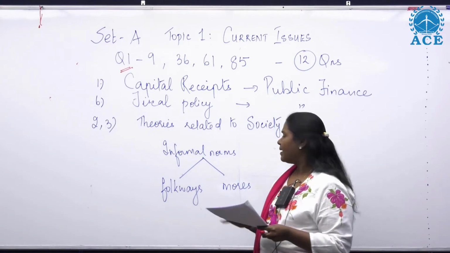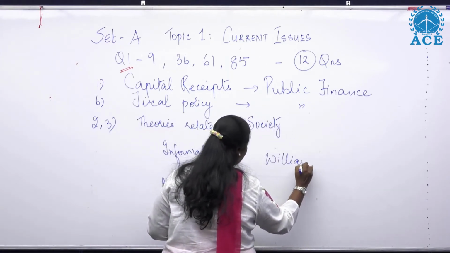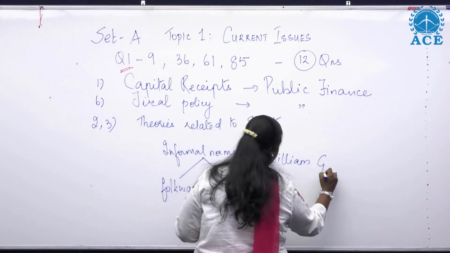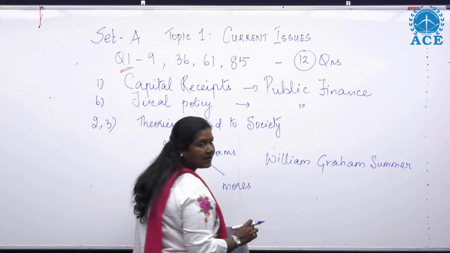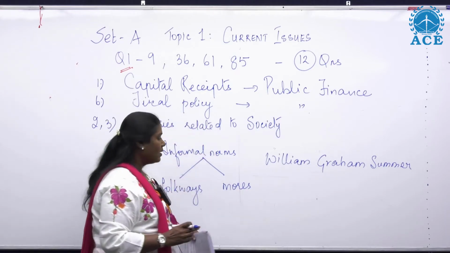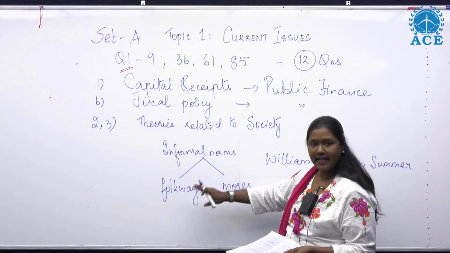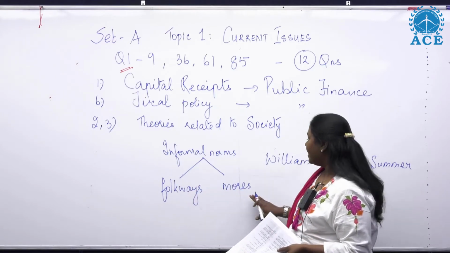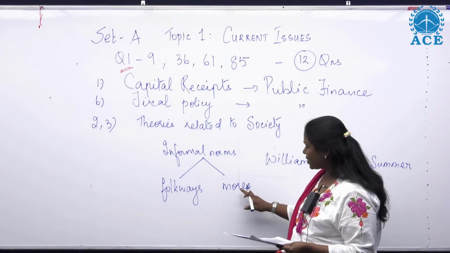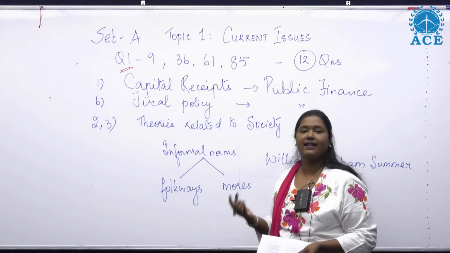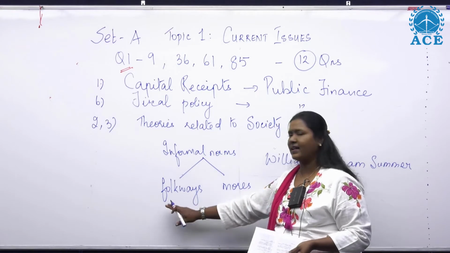By the way, these 2 words were given by an American sociologist whose name is Mr. William Graham Sumner. This is the person who gave the words folkways and mores. Folkways are customs and conventions, normal day-to-day customs and conventions. Mores are more likely to distinguish between what is right and wrong. For example, if you say drugs in society, is it right or wrong? That's a more. Folkways are normal traditions, normal day-to-day customs that we have.